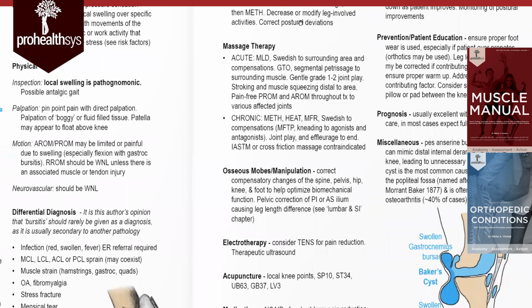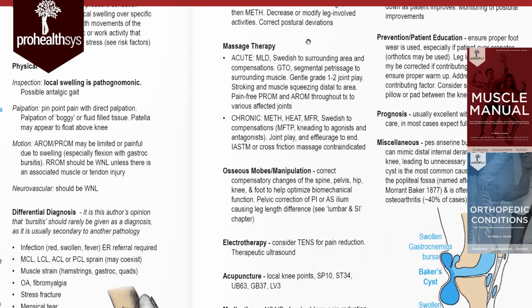Consider PRICE, consider METH, on a one-on-one basis. Again, the research is kind of moving away from the protection, rest, ice, compression methodology, more towards METH, or movement, and correcting postural deviations if they are there, for the underlying factors.